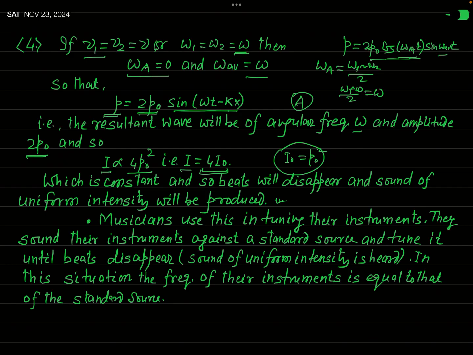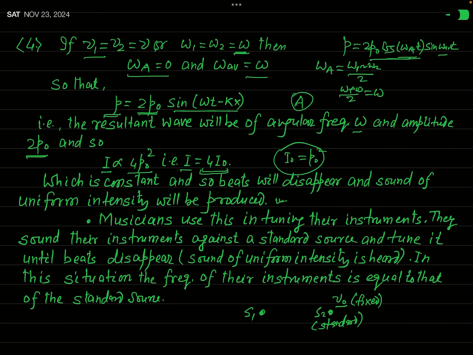Actually, when you say that beat is produced, let us now consider there are two sound sources. This is your source number 1 and this is your source number 2. And this source 2 is a standard source. When you say a standard source, it means it produces sound of a particular frequency which is known. Let us say that it produces a frequency nu naught. This is fixed. This is called a standard source. You know that this source will produce a frequency of nu naught. And this is a source whose frequency can be changed.